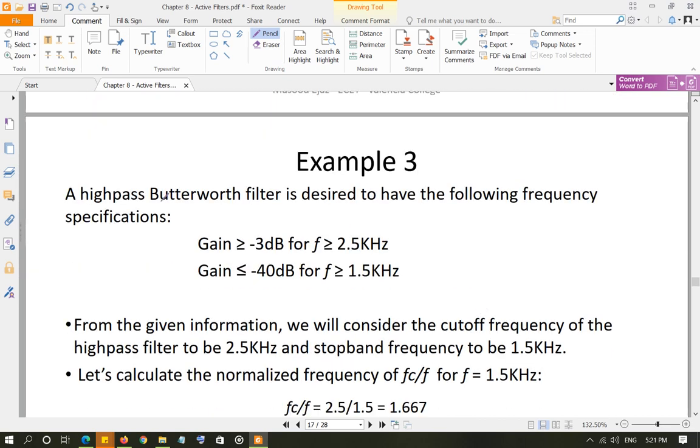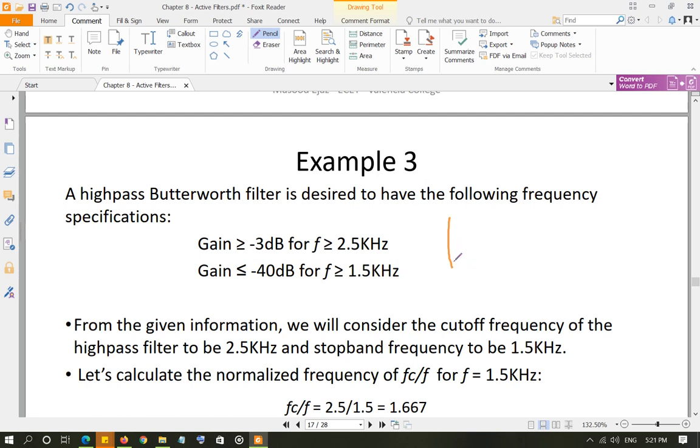Another example: you have to determine the order of the filter for a high pass Butterworth filter. Gain is given as greater or equal to negative 3 decibel for f greater or equal to 2.5 kilohertz, and gain is given as less or equal to negative 40 decibel for f less or equal to 1.5 kilohertz. So remember, this is a high pass filter.